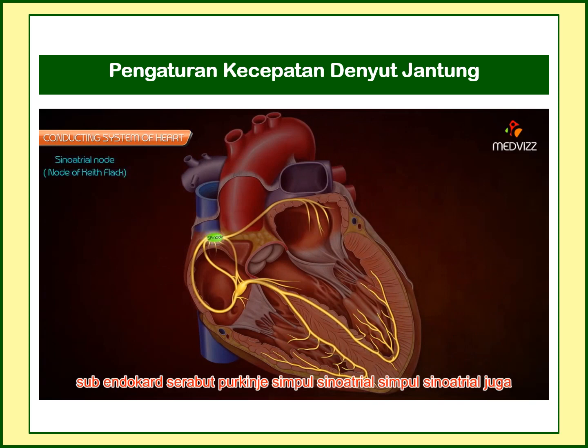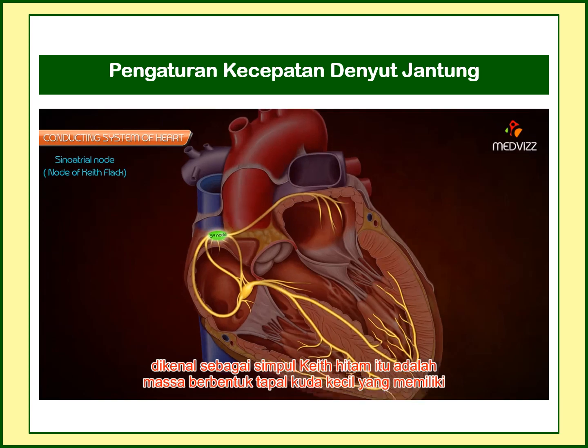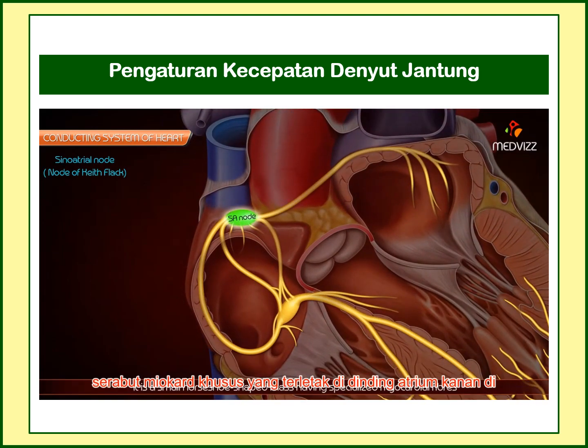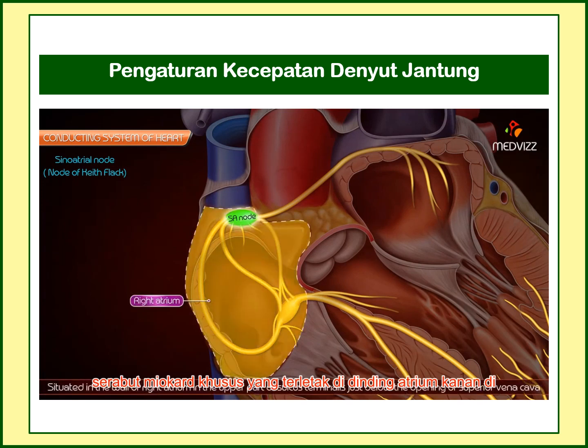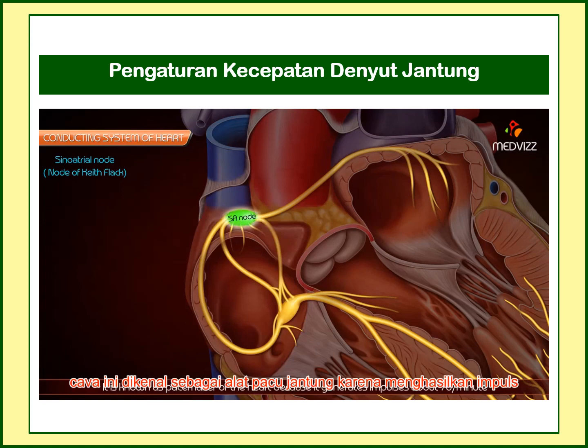Sinoatrial node. Sinoatrial node is also known as node of Keith-Flack. It is a small horseshoe-shaped mass having specialized myocardial fibers situated in the wall of the right atrium in the upper part of sulcus terminalis, just below the opening of the superior vena cava. It is known as pacemaker of the heart because it generates impulses about 70 per minute and initiates the contraction of cardiac muscle, producing a heartbeat.